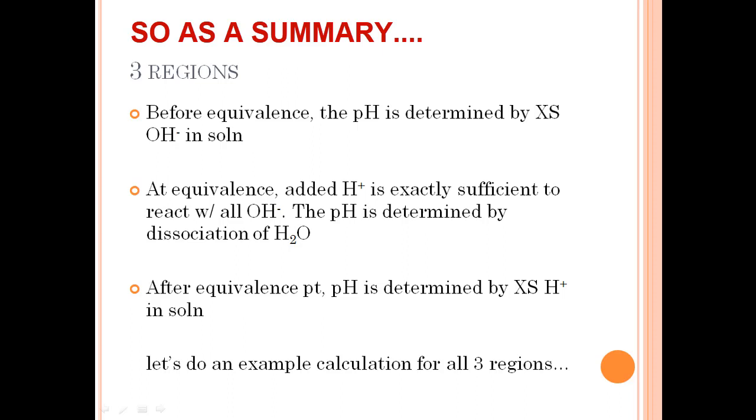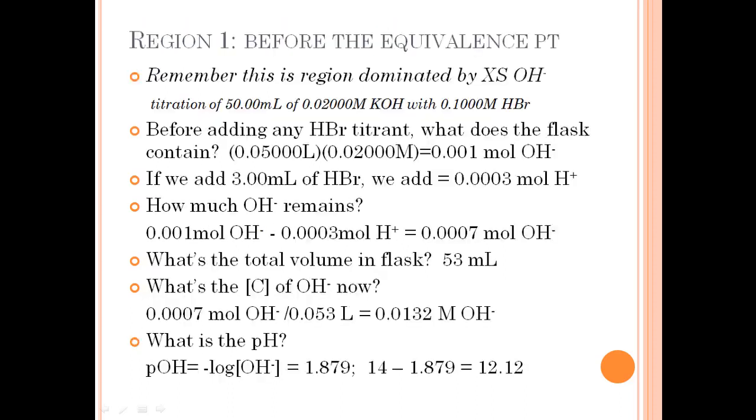So let's do an example to calculate all 3 regions. Region 1, before the equivalence point. Remember, this is the region that's dominated by the excess OH-. You've got more OH- than you have H+.